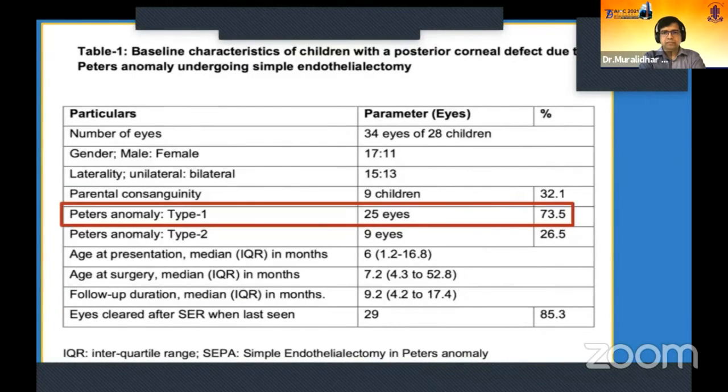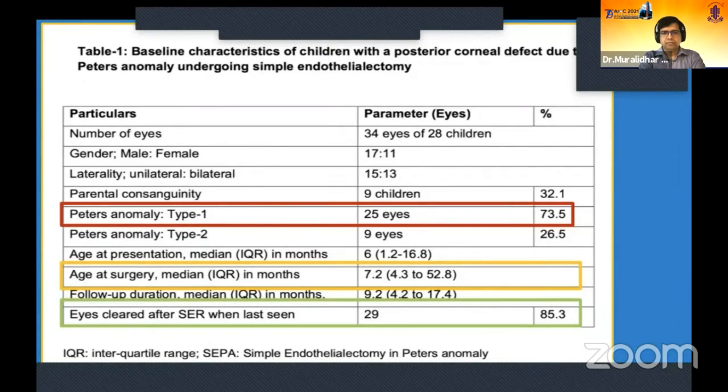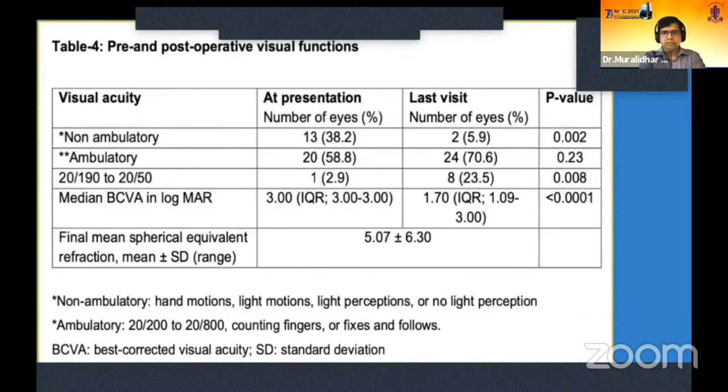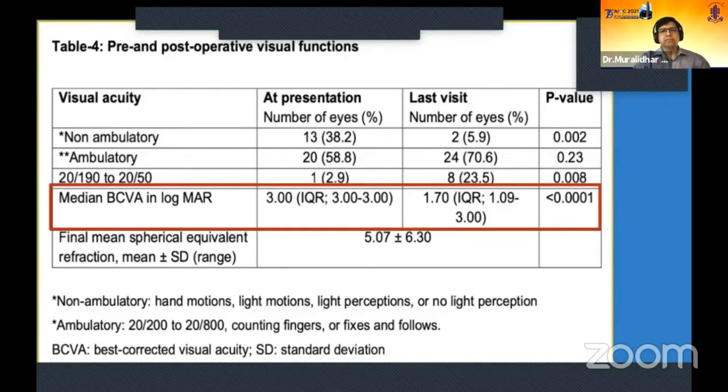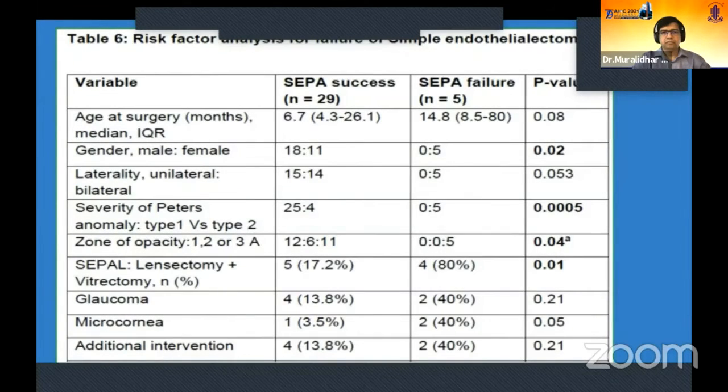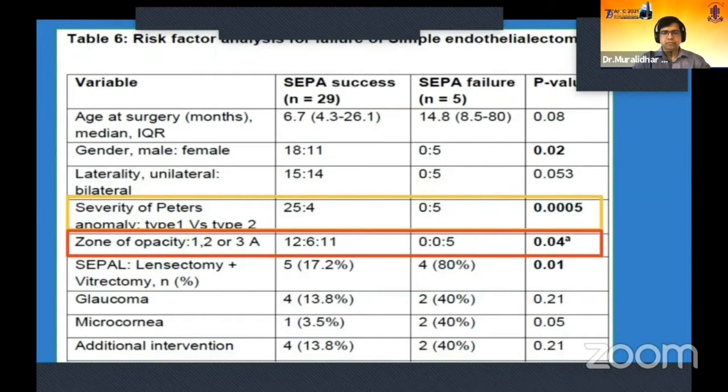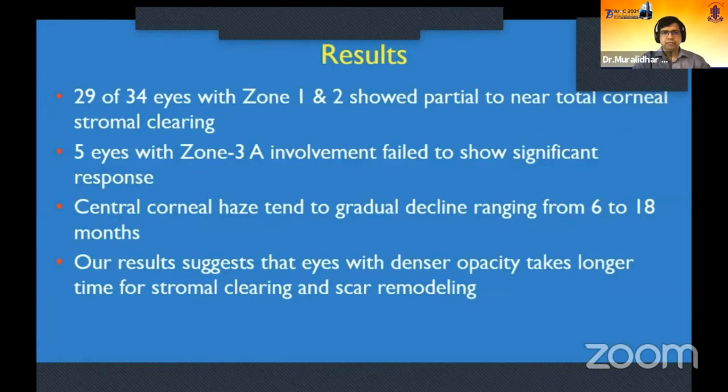Median age at surgery was 7.2 months, and 85% had a discernible corneal clearance. So 97% had ambulatory vision, and BCVA significantly improved owing to the resolution of the corneal opacification. On careful evaluation of the factors responsible for SEPA failure, we found that the severity of the disease, the zone of involvement, and additional intervention seem to be the important risk factors for non-resolution of the corneal edema. 85% of the mild to moderate cases had significant corneal clearing in comparison to the severe disease.